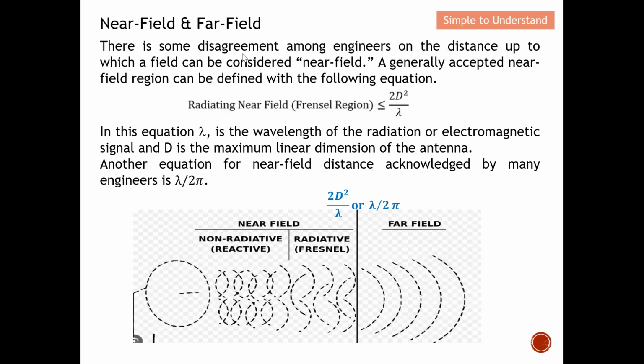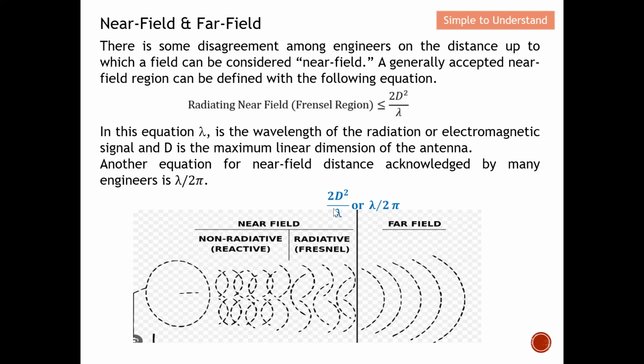There is some disagreement among engineers on the distance up to which the field can be considered near field or far field. A generally accepted near field boundary can be defined with the following equation. Basically, this will determine whether it is near field or far field. There is always a lot of disagreement among engineers, but in short, this is one of the recognized equations to classify the boundary between near field and far field, as mentioned over here.